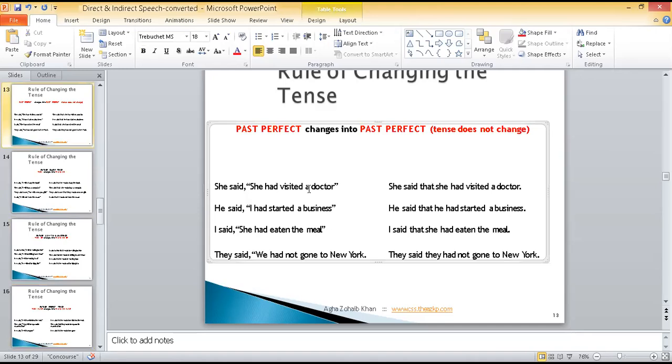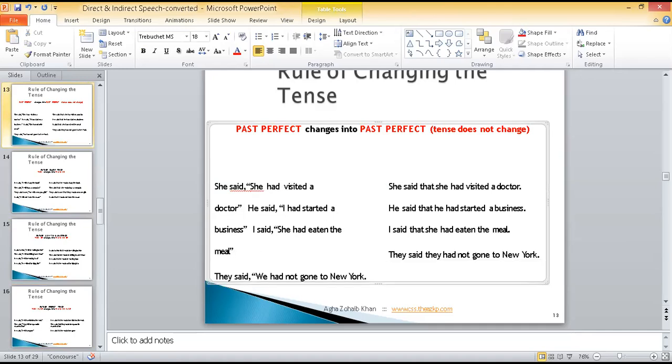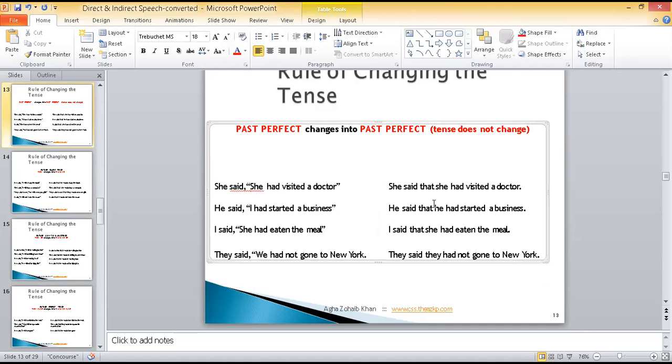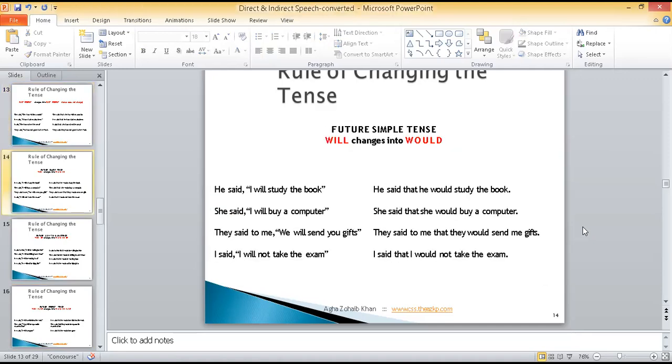For example, he said he had visited a doctor. If it would have been has, you would have changed it into had. If it would have been she visits, you would have changed it into visited. But now it is had and visited. What to do? So it would not change, it would remain as it is. Had visited, nothing. Simply you would remove this one, you would add that, and you would change pronoun. The rest would remain as it is.